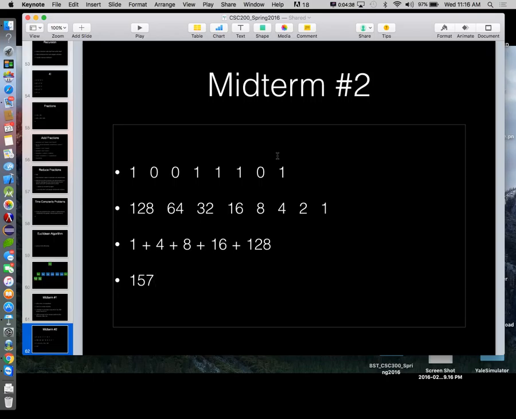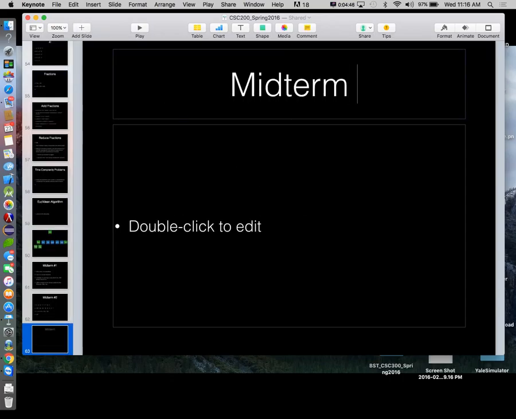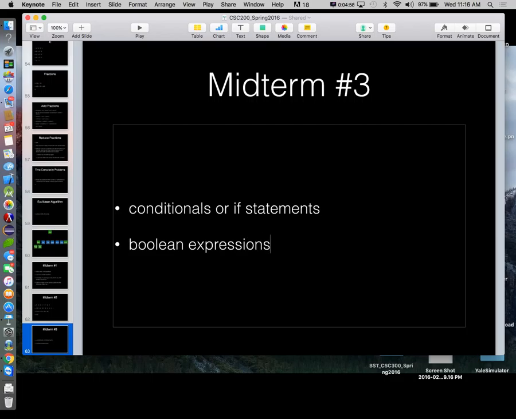All right, number 3, how does Alice mimic a human being's ability to ask questions? So conditionals or if statements, something along those lines. If you started babbling about Boolean expressions, I pretty much took most answers that involved that, as long as you kind of wrapped it back in.